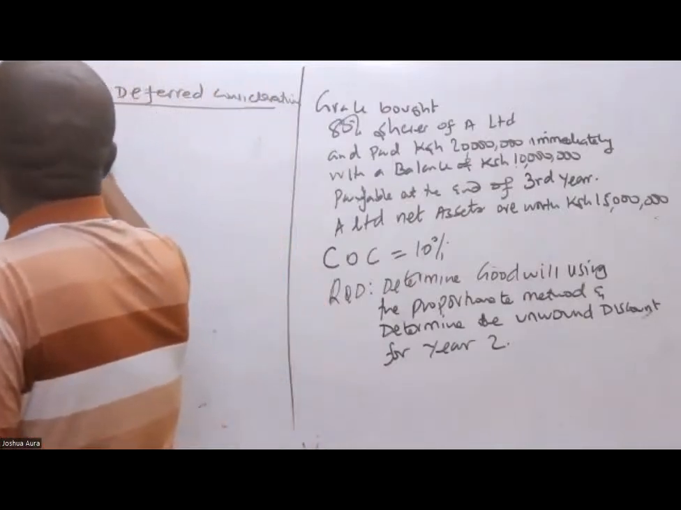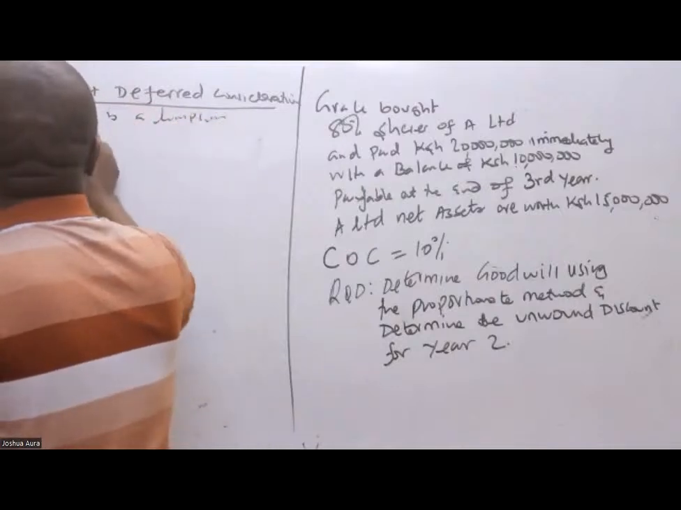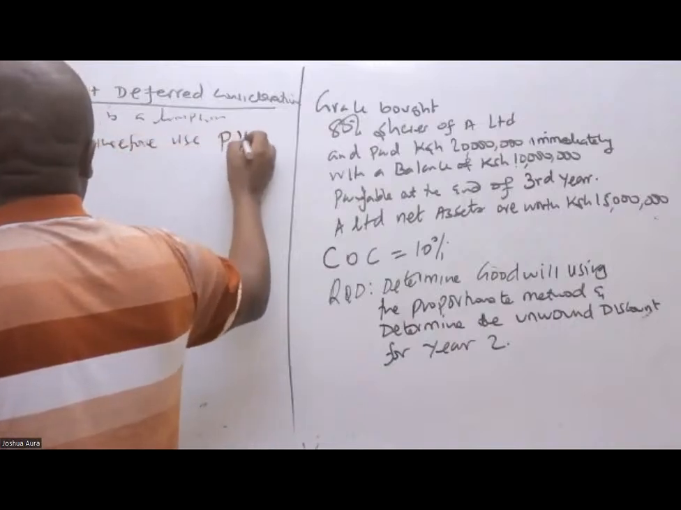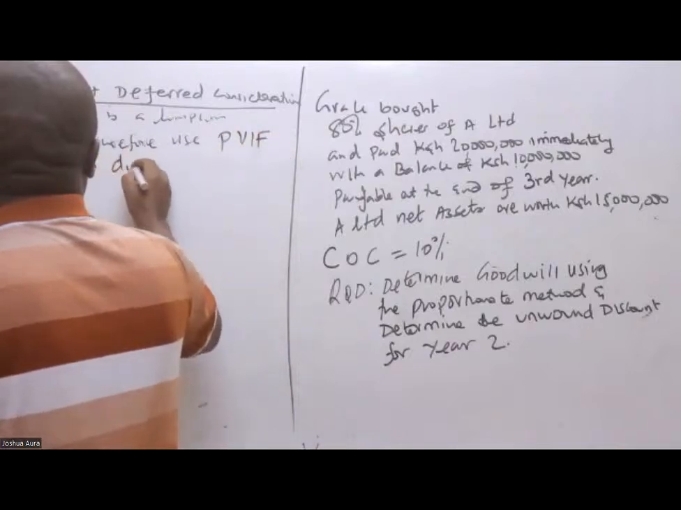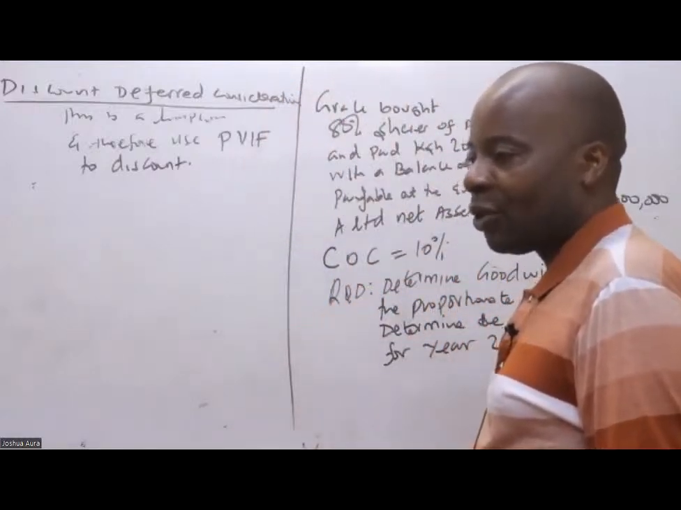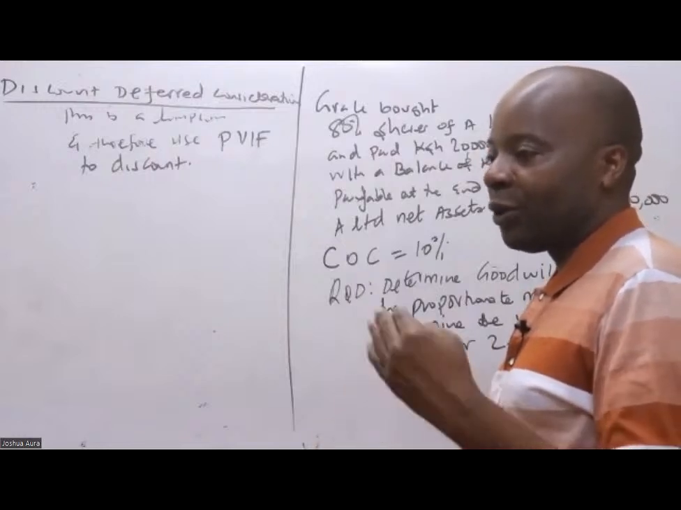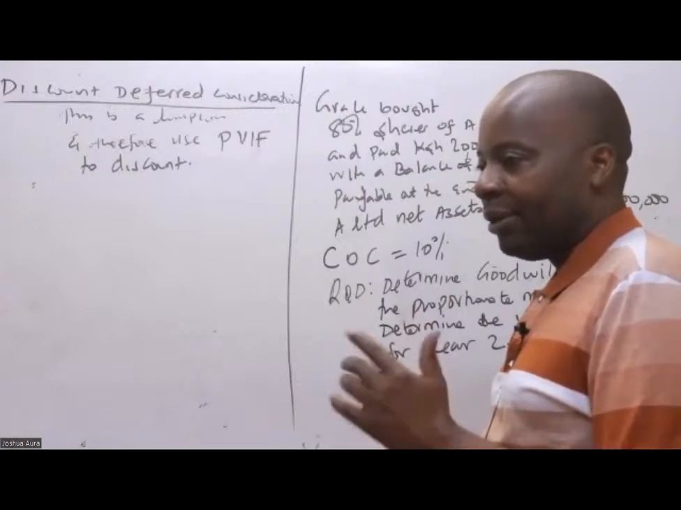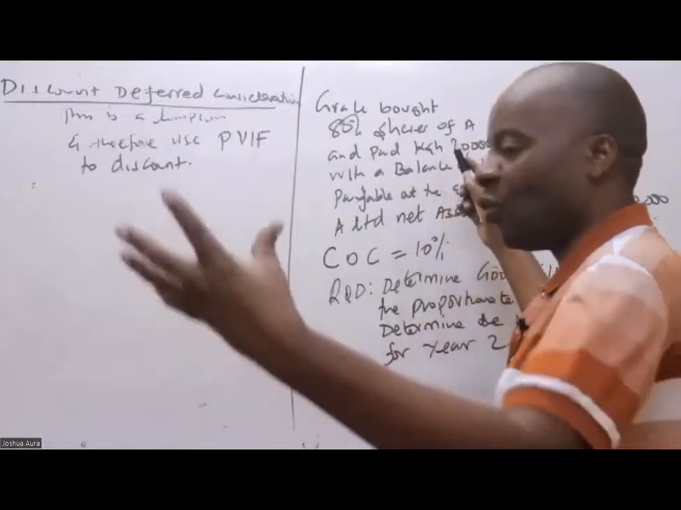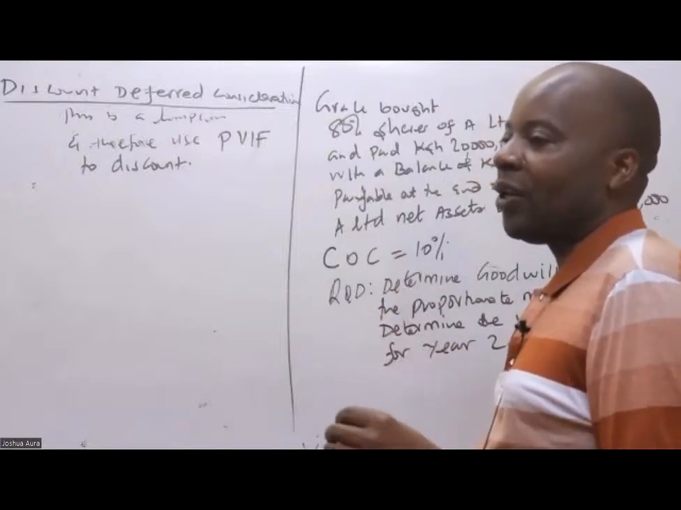So this is a lump sum, and therefore we shall use PVIF to discount. PVIF stands for present value interest factor. Remember, we have PVIF and PVFA. Here we shall use PVIF because this is a lump sum, one-off amount.